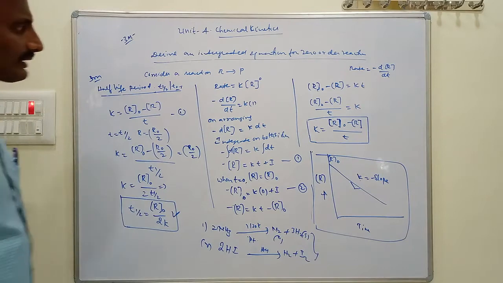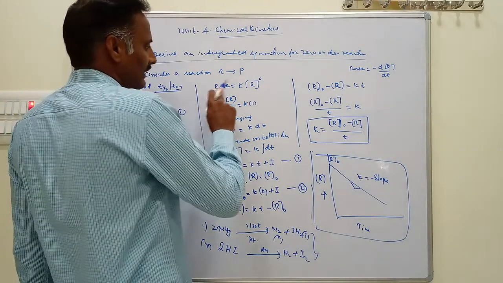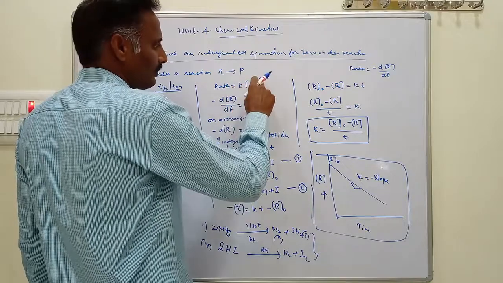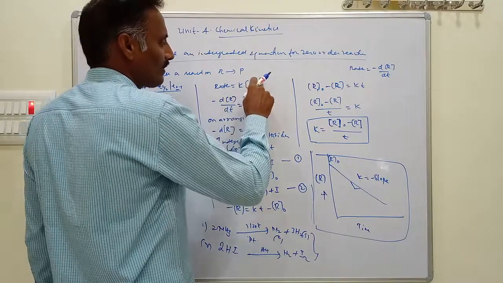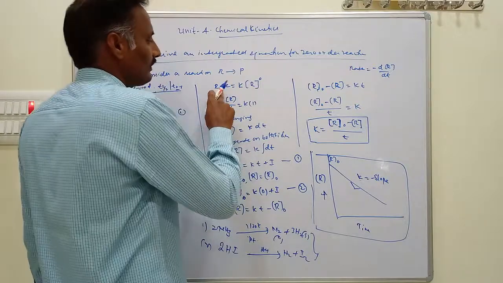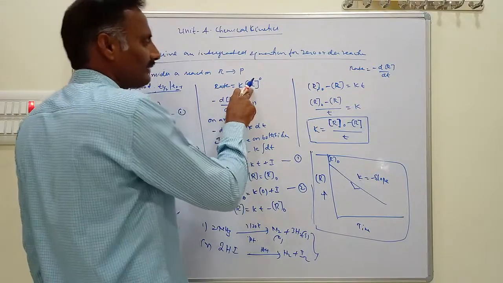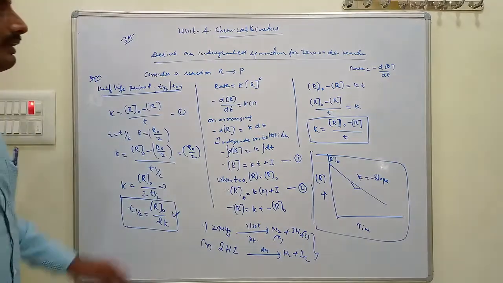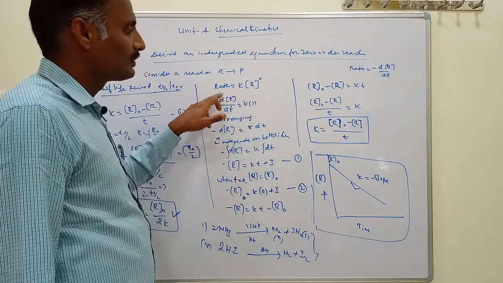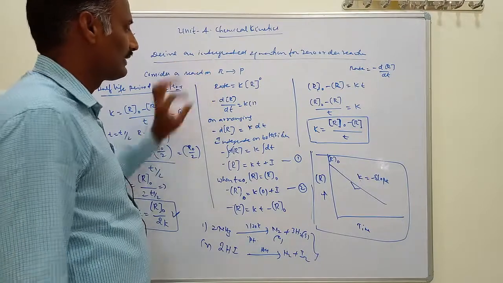And what is a zero order reaction here? A zero order reaction is nothing but rate equal to K into R power 0. Here R power 0 means what? What is the meaning of this? The rate of reaction is independent of initial concentration of reactant. If the rate of reaction is independent of initial concentration of reactant, that is called a zero order reaction.